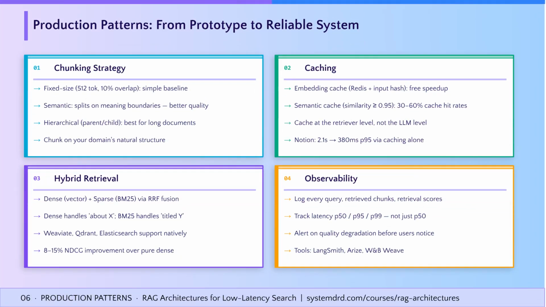Moving from a prototype to a reliable system requires mastering four key patterns. Start with chunking strategy. Fixed size is the baseline, but consider semantic or hierarchical methods for better quality. Implement caching. Semantic caching can deliver 30 to 60% cache hit rates, drastically reducing latency. Adopt hybrid retrieval, combining vector and sparse search like BM25 for robustness. Finally, prioritize observability by tracking P95 and P99 latency, not just the average.